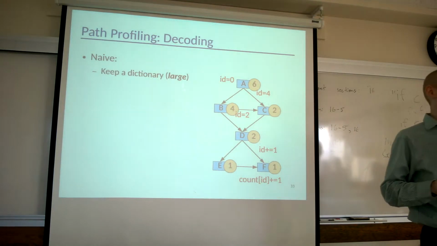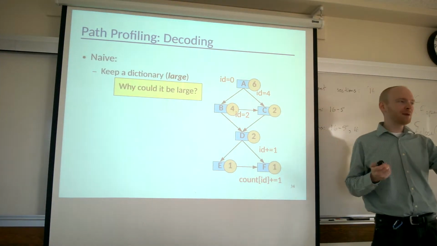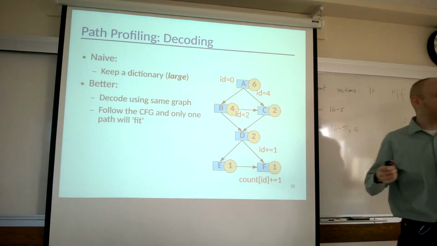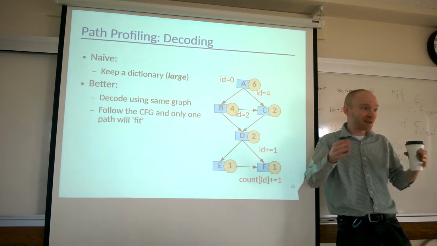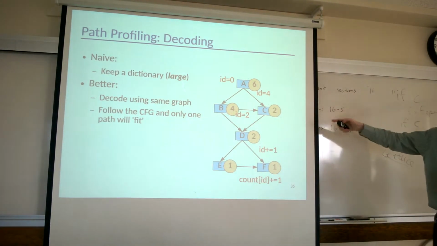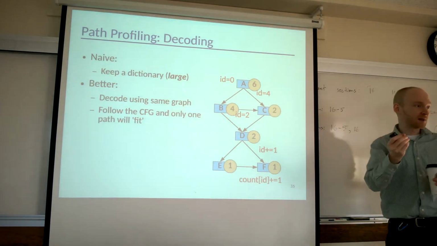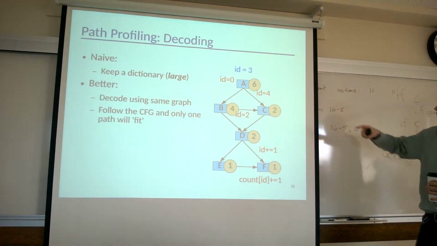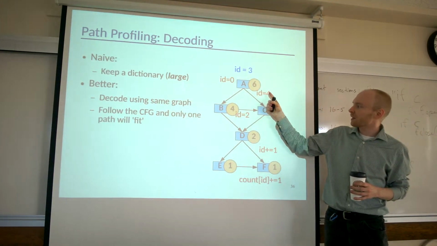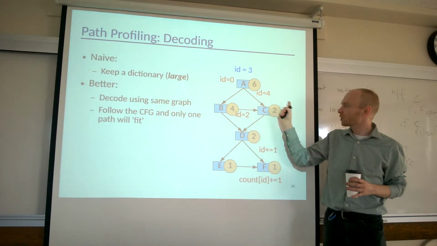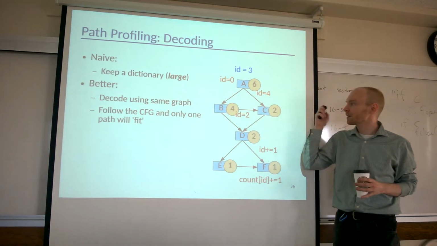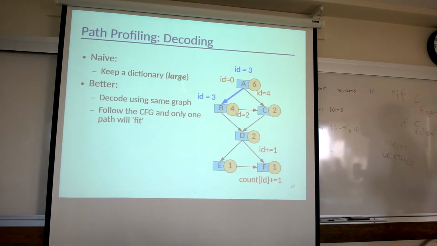Okay. That's a smarter way. In fact, maybe that's the way we'll be using it. Instead of using this dictionary where we store each path and its value, we're going to decode things. So we can just follow the control flow graph and only one path will fit that ID. So we start off, for instance, with ID 3. Well, ID 3 is less than 4, right? So which way did we go? AB, right? Because it's less than the number of paths there. So we had to take that path.